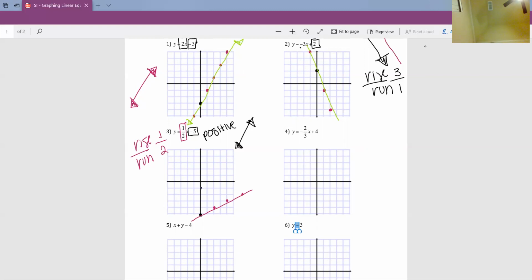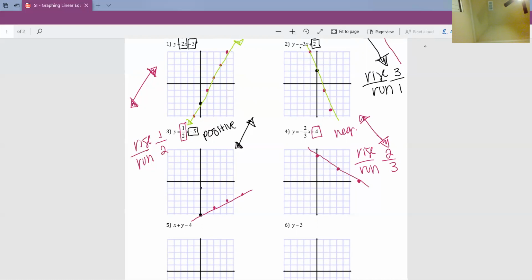So for this one, we have a negative graph. So we know it's going to be this way. We have a y-intercept of 4, 1, 2, 3, 4. And our rise over our run, which is our slope, is 2 over 3. So 1, 2, 1, 2, 3. 1, 2, 1, 2, 3.